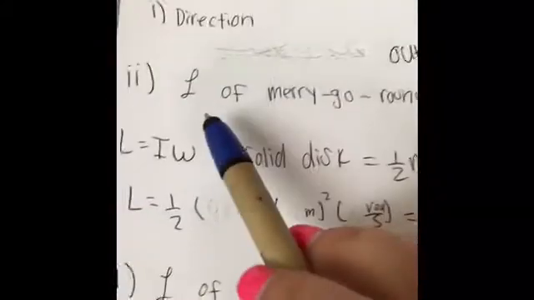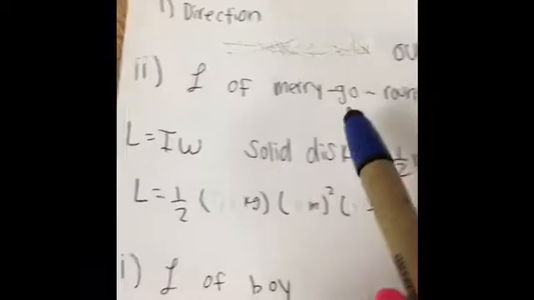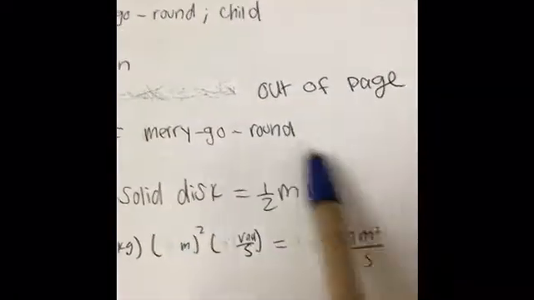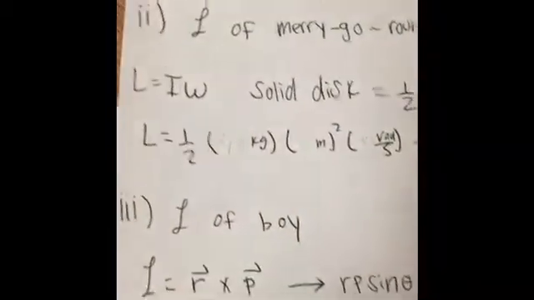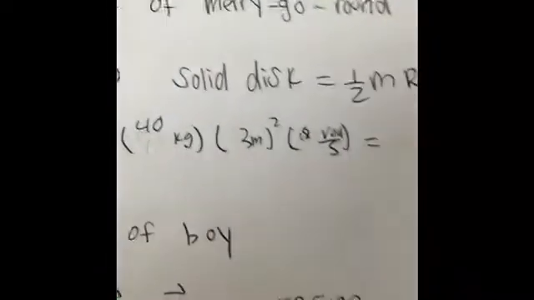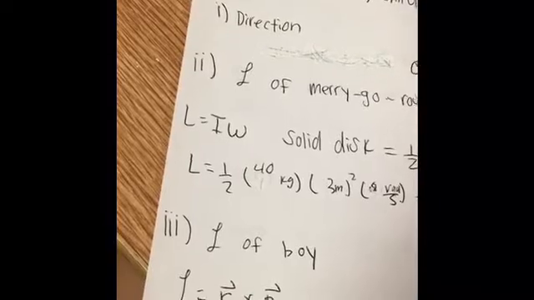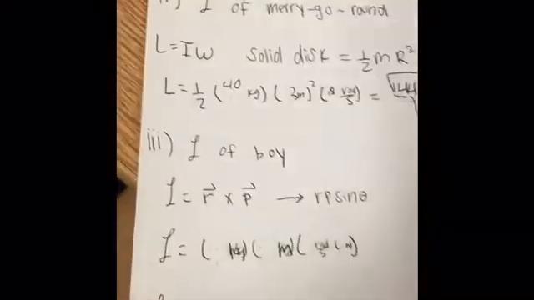Now to find the angular momentum of the merry-go-round, we know that that's equal to the moment of inertia times its angular velocity. A merry-go-round is a solid disk, so we're going to use this equation, 1/2 mr squared, for moment of inertia. So the angular momentum is going to be 40 kilograms times 3 meters squared, and then it's going at 0.8 radians per second. When we multiply all of that out, we get 144 kilograms meter squared per second.